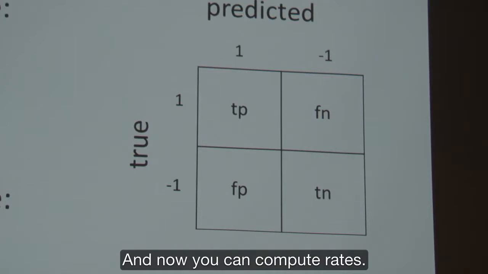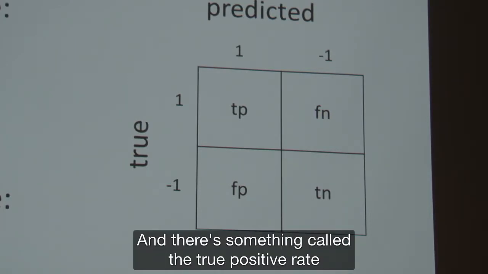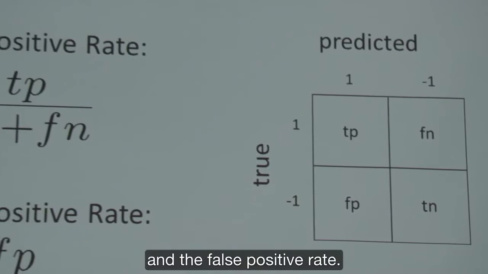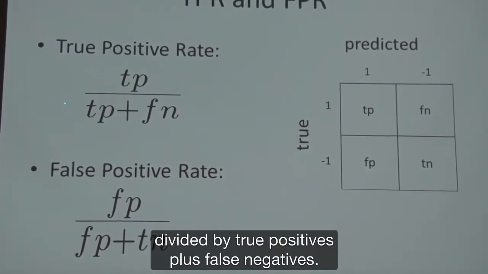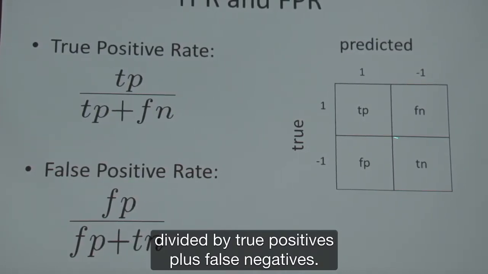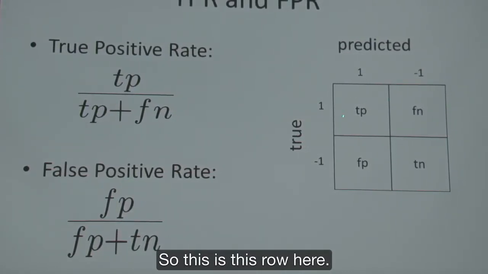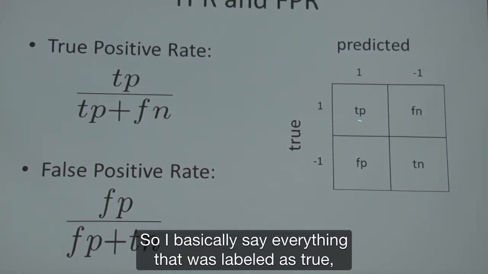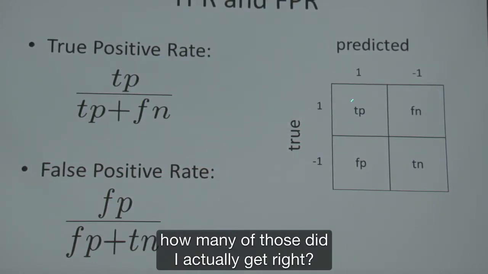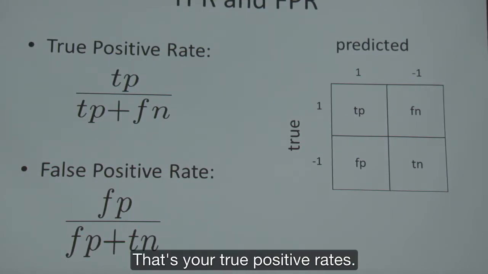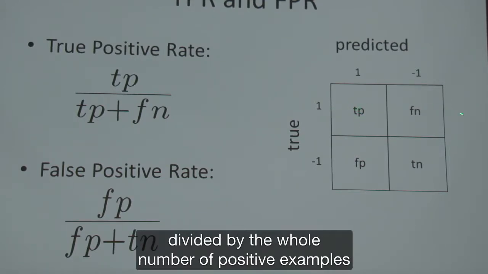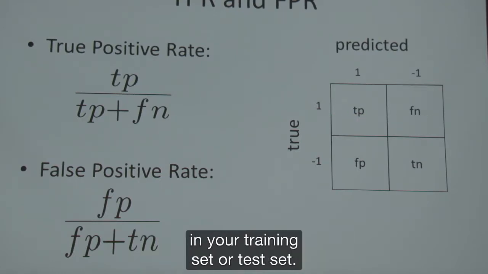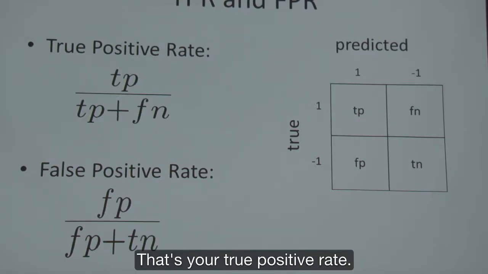And now you can compute rates. There's something called the true positive rate and the false positive rate. The true positive rate is the true positives divided by true positives plus false negatives. So this is this row here. I basically say, everything that was labeled as true, how many of those did I actually get right? That's your true positive rate: the number of correct true positives that you identified divided by the whole number of positive examples in your training set or test set.